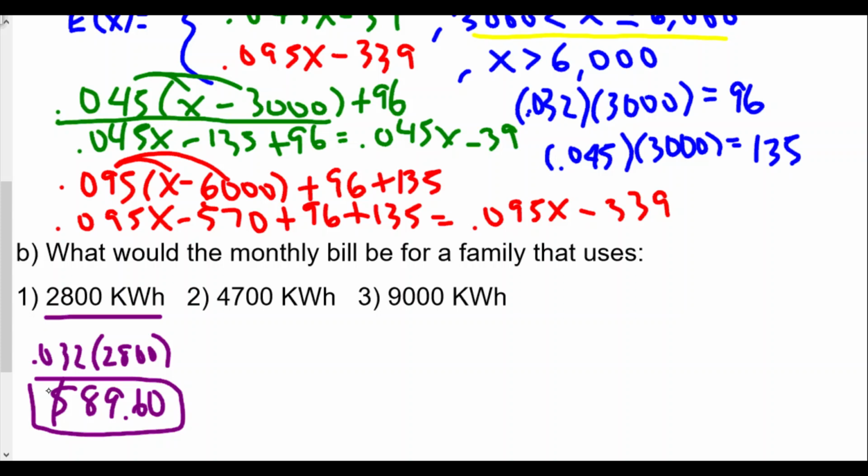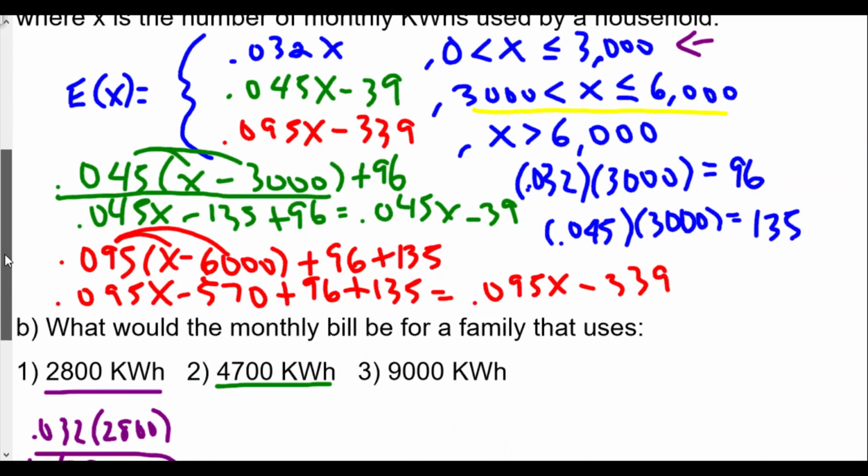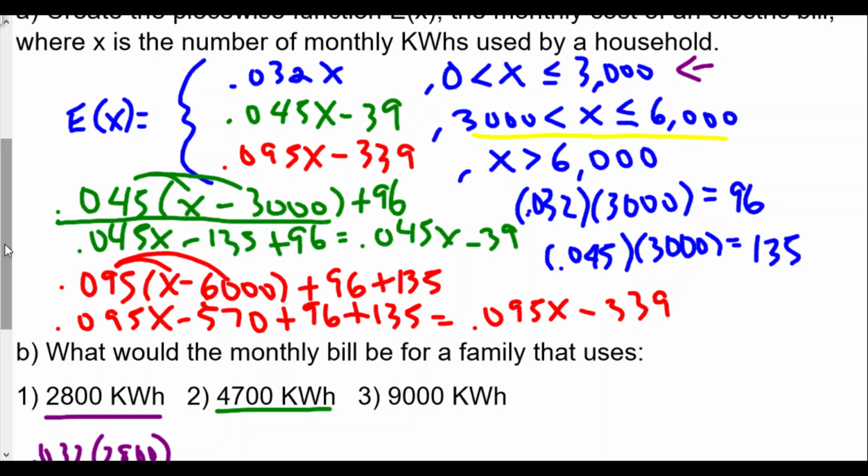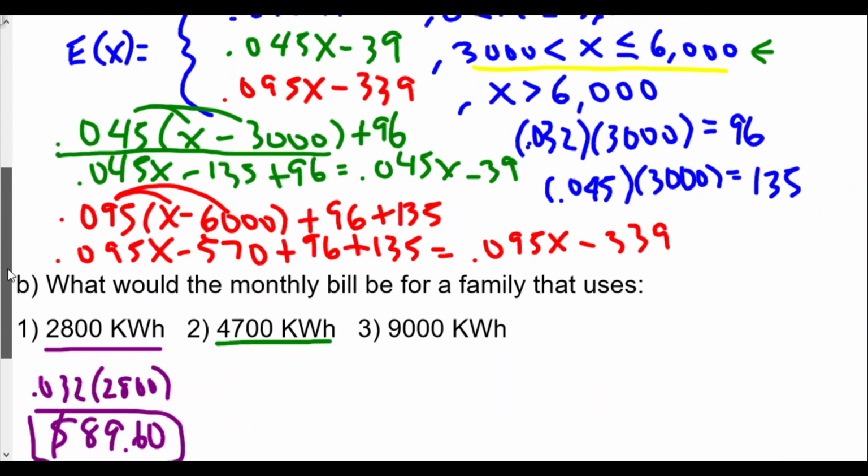Now we do the second one. We have a usage of 4,700 kilowatt hours. And so we go back and take a look at our function. 4,700 falls within this domain, and so we're going to be using 0.045x minus 39. So 0.045 multiplied by the x value of 4,700, but we also have to keep in mind we're going to subtract 39 afterwards.